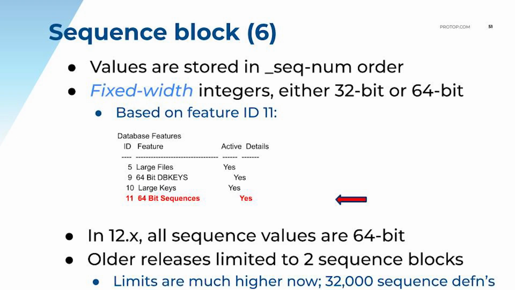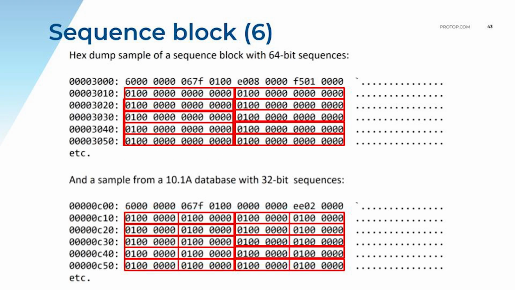And if we look inside a sequence block, it looks something like this. The top half of the diagram is taken from a database with 64-bit sequences. We can see they're each 8 bytes. Each one of these sequence values, in this case, has a value of 1. So you can see this is from a little endian system because the values are byte swapped. And we can see it begins with the 16-byte header. By contrast, this is a 10.1a database, so it has 32-bit sequences, so you get twice as many values per block, but there's a pretty hard limit on how many definitions you can have.